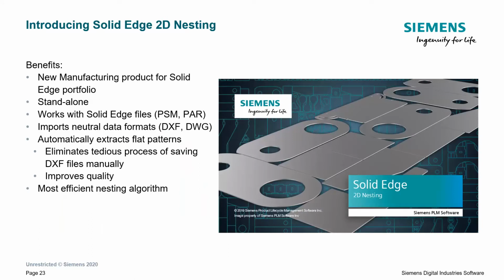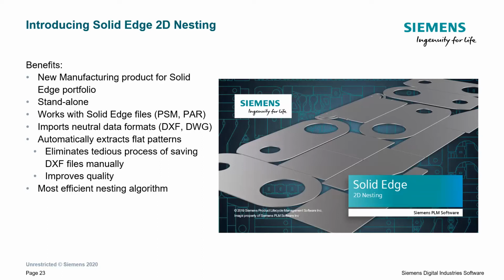The new Solid Edge 2D nesting program has many benefits. It's a standalone product as long as you're only working with DXF or DWG files. But it will also work with Solid Edge files, automatically extracting the flat patterns from sheet metal and the blank patterns from part files. It eliminates the tedious process of saving DXF files manually. It also improves quality because you are ensured of getting the latest data rather than an out-of-date DXF file.